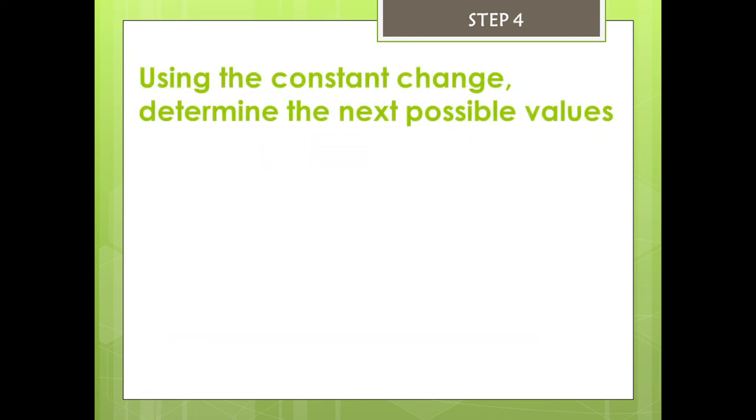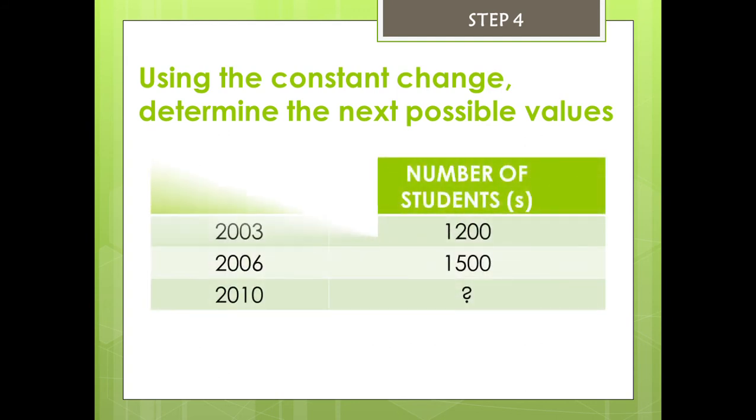So, with this, we'll proceed to step 4 na. Using the constant change, determine the next possible values. So, ito po yung table natin kanina. Noong 2003, ang number of students ay 1,200. Noong 2006, 1,500. So, kung bibilangin natin yan, ang after ng 2003 ay 2004. At ang sabi, may 100 students daw na nadadagdag kada taon. So, sa taong 2004, meron tayong 1,300 students na.